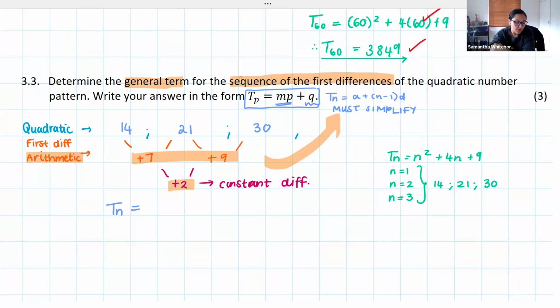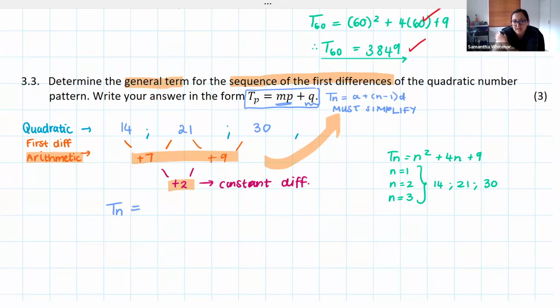So because of the way the question was asked, the general term for the sequence of the first differences of the quadratic, I know that I'm working with an arithmetic linear number pattern. Yeah, so Flumelo, I hope that helps. If not, obviously just let me know and I can try and explain it a bit differently. Thank you, ma'am.